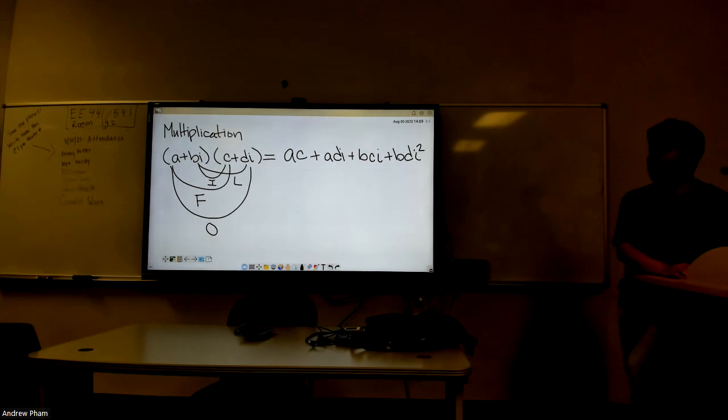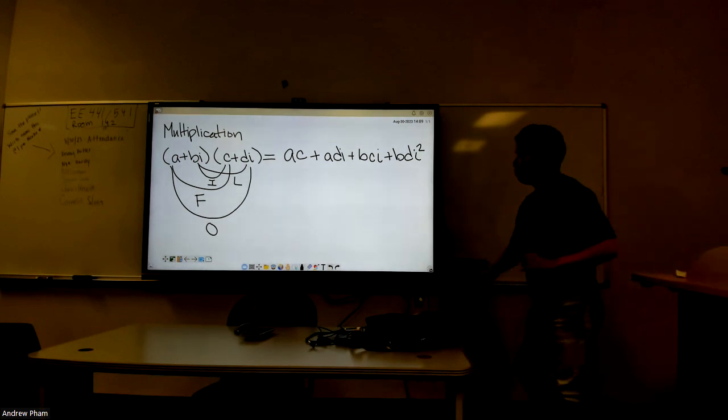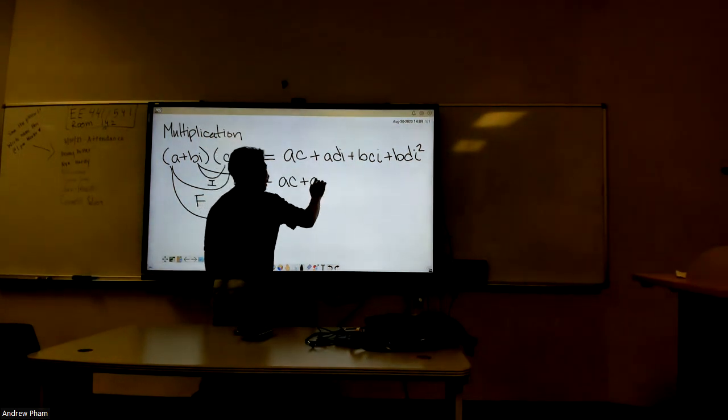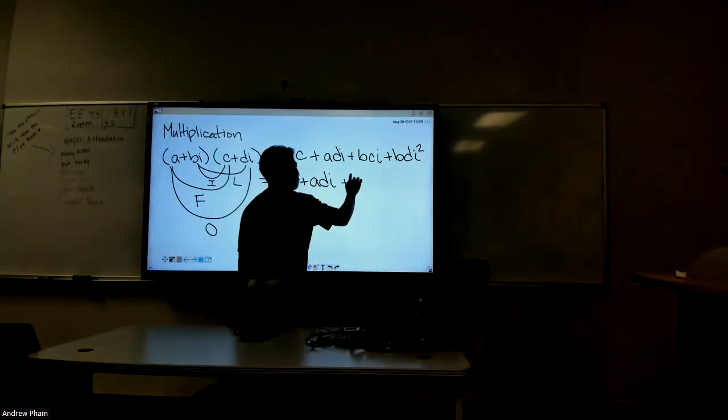But there's one extra step I can do with this. What can I do with an i squared? What's i squared equal to? Yeah, i squared, we said at the beginning, is -1. So just for notes, me writing this, everything else stayed the same. I'm not changing the first three parts.